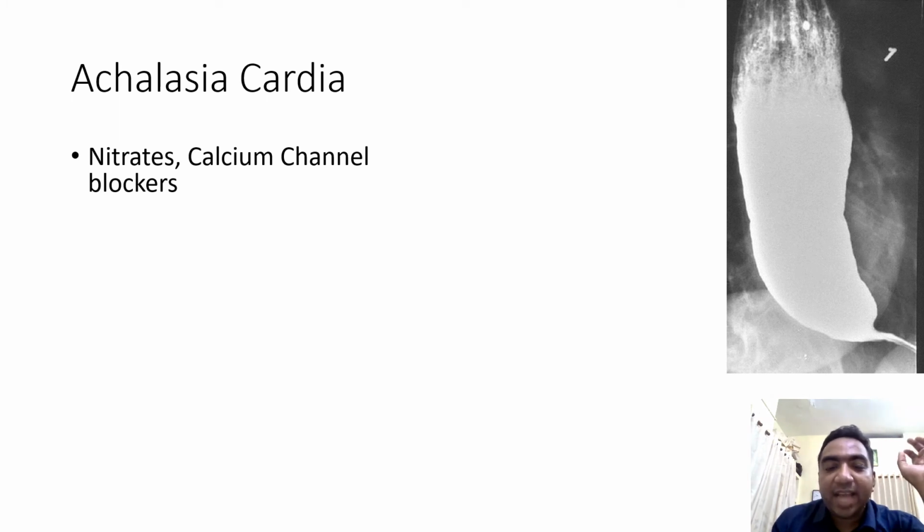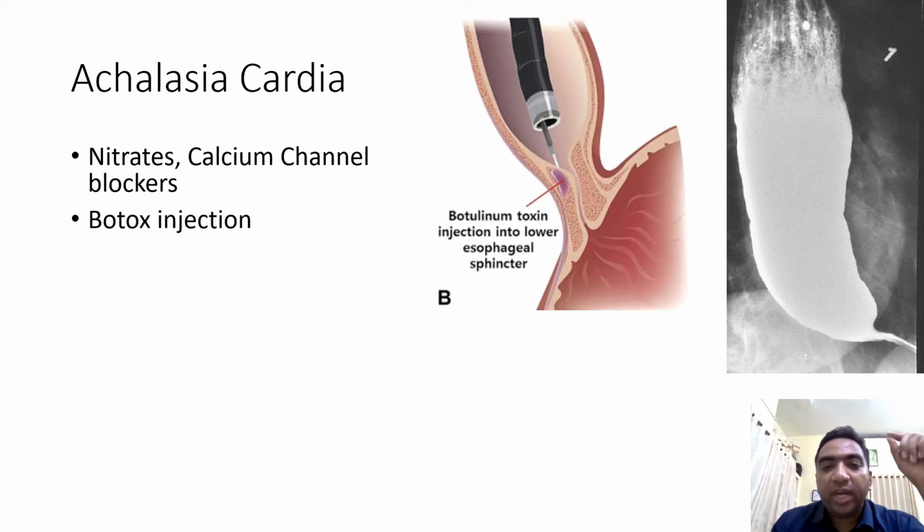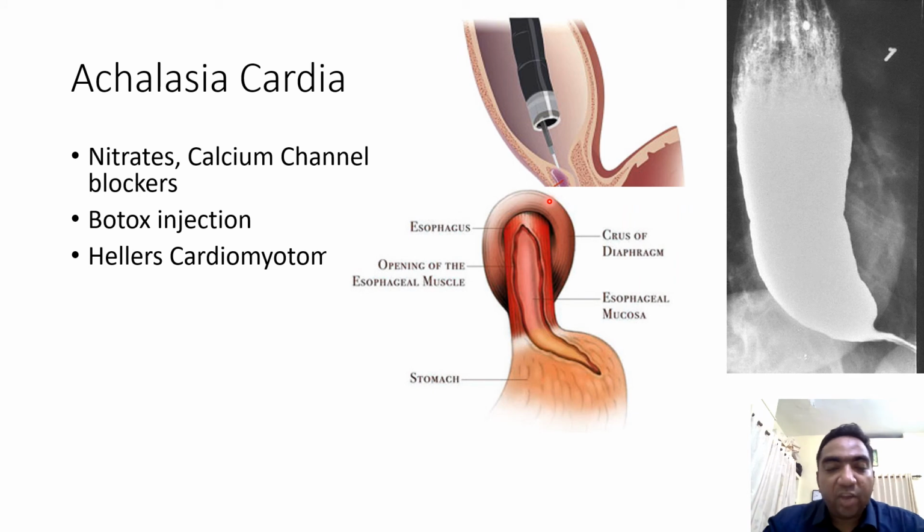So nitrates, calcium channel blockers can be given as medical management to relax the lower esophageal sphincter. Botulinum toxin injection can be given to the lower esophageal sphincter, and it relaxes the lower esophageal sphincter. Heller's cardiomyotomy: instead of relaxing, we can cut the lower esophageal sphincter and the mucosa will protrude out. Mucosa is not cut, only the circular and longitudinal muscle layer, the lower esophageal sphincter, is cut. So it gets relaxed. So Heller's cardiomyotomy.